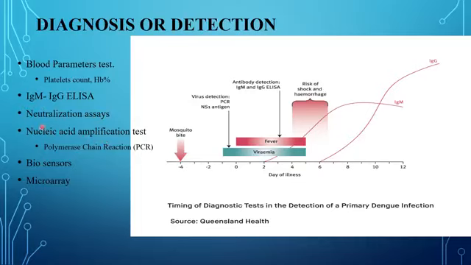We can also use neutralization assays and nucleic acid amplification tests. For example, we can use the polymerase chain reaction for detection of DNV. After that, we can also use biosensors and microarray techniques.